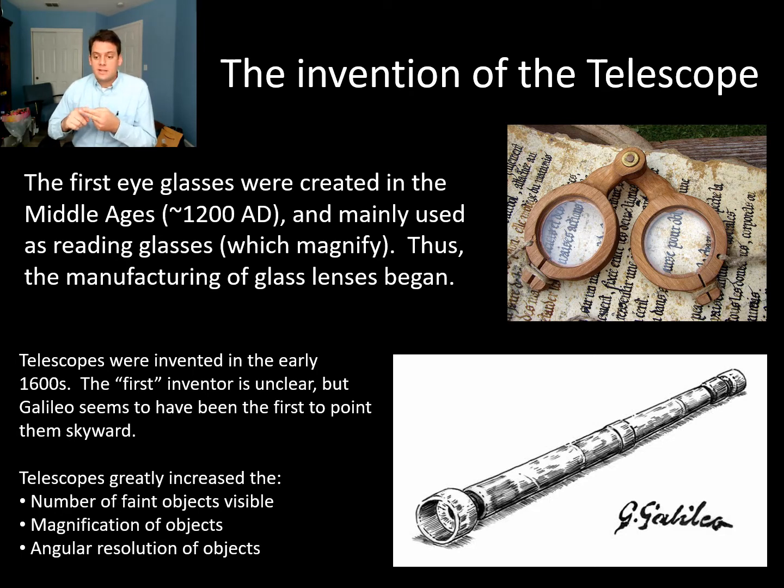The second thing is that those objects that he could see, even those he could see with the naked eye, were bigger, right? That's one of the big advantages of a telescope: it makes things bigger, so that you can see a lot more detail. And then finally, the angular resolution of the objects increased. So he was able to distinguish between things that to the naked eye were indistinguishable.